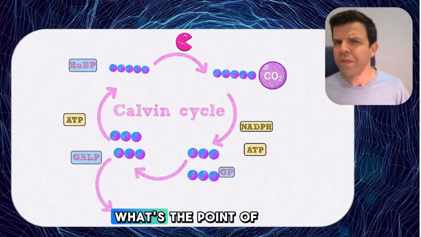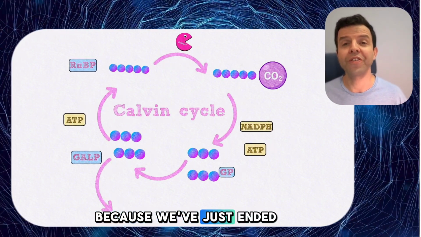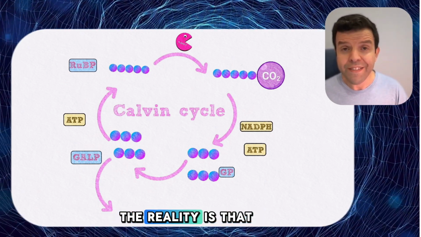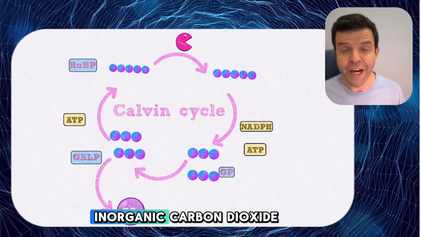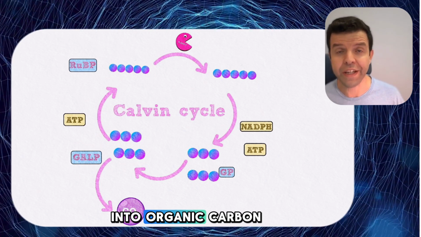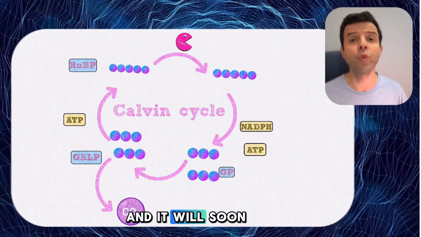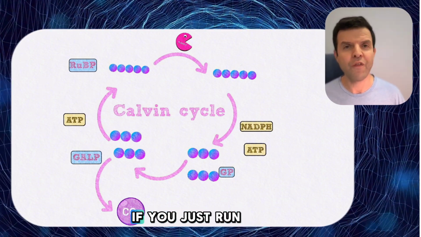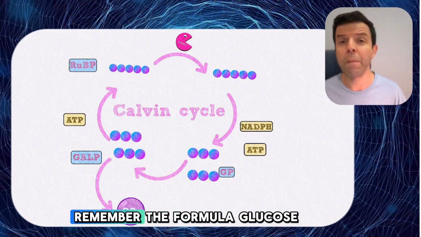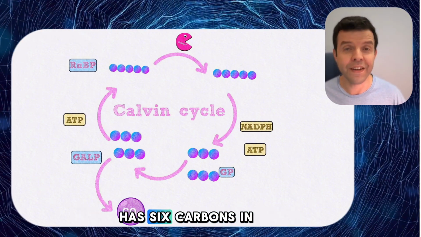You may now think, what's the point of the cycle? Because we've just ended where we've started. But the reality is that we've turned a molecule of inorganic carbon dioxide into organic carbon that is combined with hydrogen and oxygen, and it will soon turn to glucose. If you just run this cycle 6 times, remember the formula of glucose has 6 carbons in it.